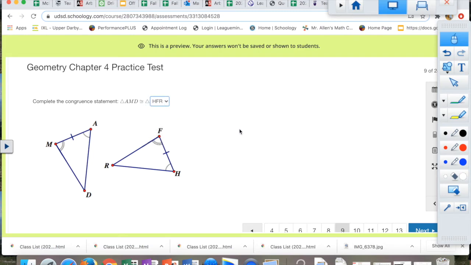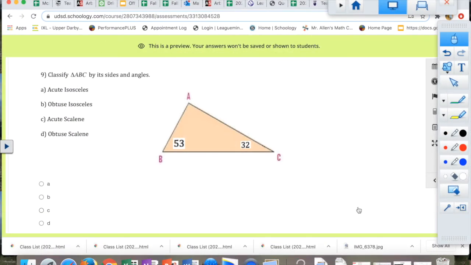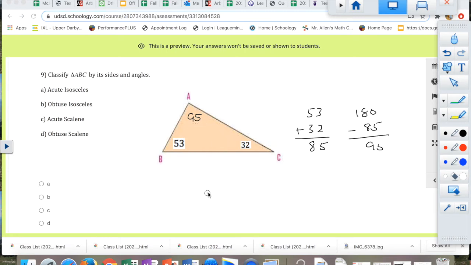HFR right there. That would be the correct choice. Sides and angles. So by sides, I'm going to fill in my third angle. I'm going to use the triangle sum theorem. So 53 plus 32 gives me 85. 180 minus 85 is 95. Since this angle is obtuse, this triangle is obtuse.